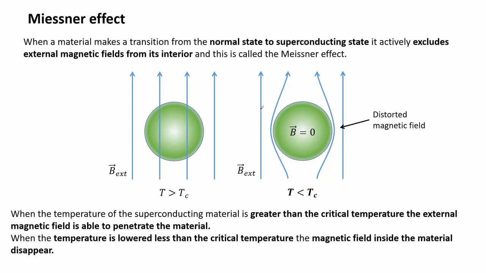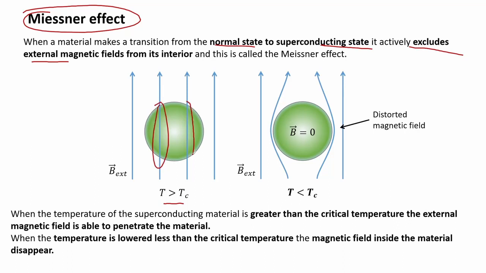When a material makes a transition from the normal state to superconducting state, it actively excludes external magnetic fields from its interior, and this is called the Meissner effect. When the temperature of the superconducting material is greater than the critical temperature, the external magnetic field is able to penetrate the material. When the temperature is lowered below the critical temperature, the magnetic field inside the material disappears.